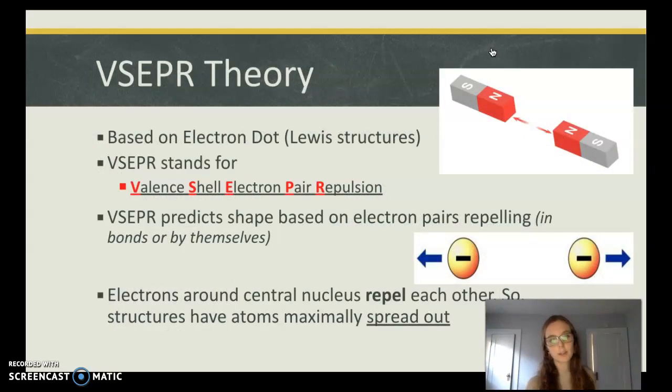Make sure to write down what VSEPR stands for, valence shell electron pair repulsion. And again, this helps us predict the shape since electrons repel. Electrons around the central atom are constantly repelling each other, just like two magnets that are the same, like north poles, will repel each other. So electrons are also repelling each other. They don't want to be by each other. So in our molecule, they're going to be as spread out as possible. So valence shell electron pair repulsion theory helps us figure out what 3D shape a molecule will take on.